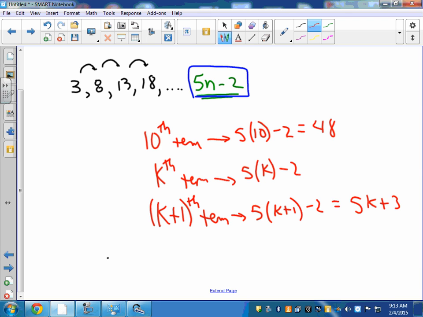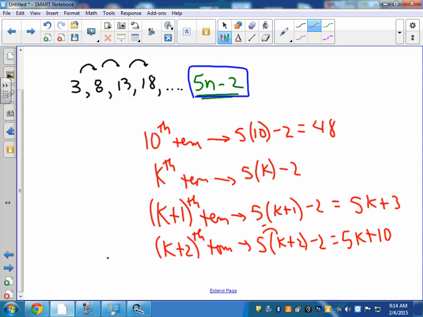Suppose I wanted the one after k plus 1. That would be k plus 2, which comes after k plus 1. So the k plus 2th term would be 5 times k plus 2 minus 2, or 5k plus 10, don't forget to distribute, minus 2, or 5k plus 8. Okay, so there are some nth term generators.